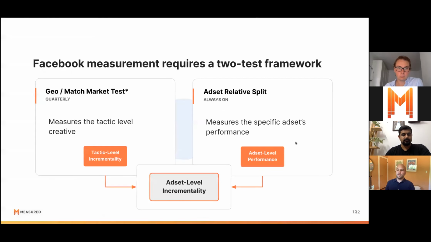Okay, so Ranjit, do you want to give a brief explanation of how we use geotesting as a part of our overall approach to measuring Facebook in the post-iOS 14.5 world? Absolutely. So the Facebook experiment that we're running is a 2-test framework. The first one is a Geo Match-Market experiment that Terrence covered earlier. So on Facebook, for every Facebook tactic, we will do a Geo Match-Market experiment to measure the true contribution of Facebook advertising on that.